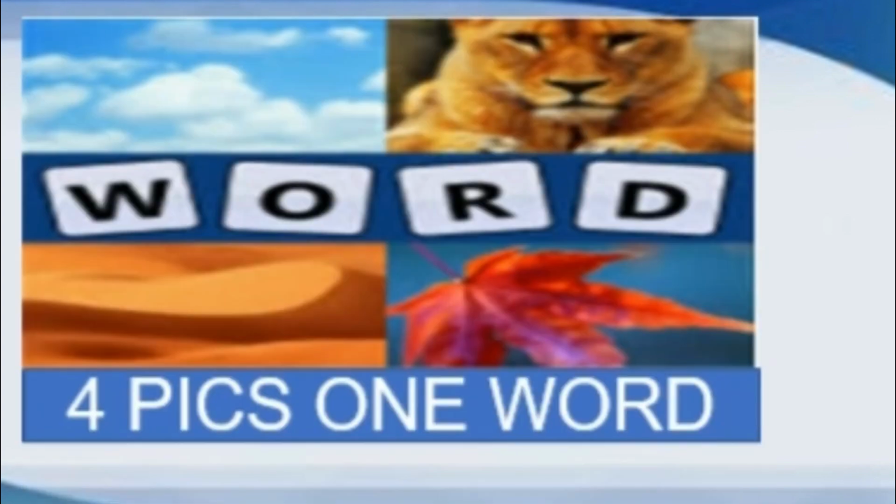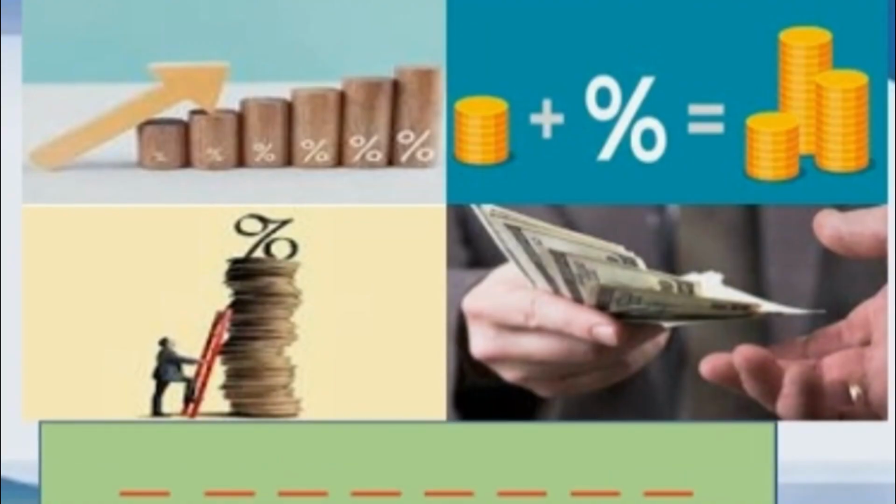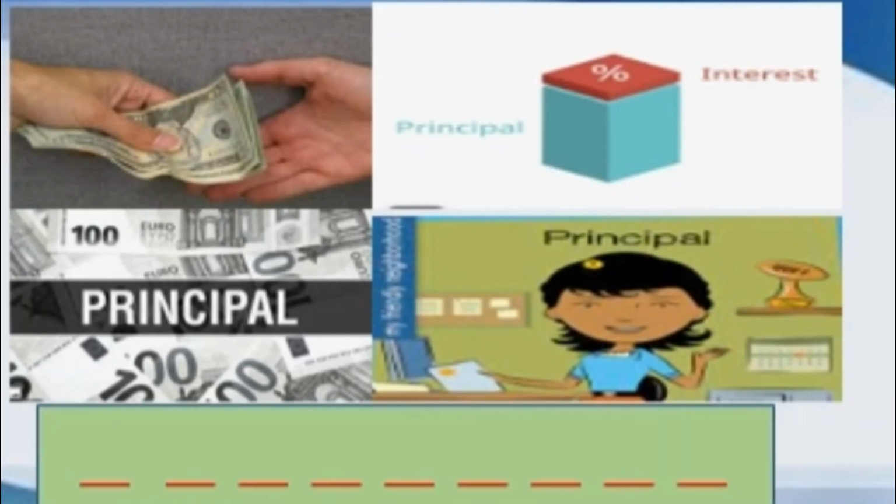After Energizer, we have a quick review of our previous lesson. And then after that, I have an activity: 4 pics, one word. The student will guess the word. So my first word is interest. Second one, we have principal.